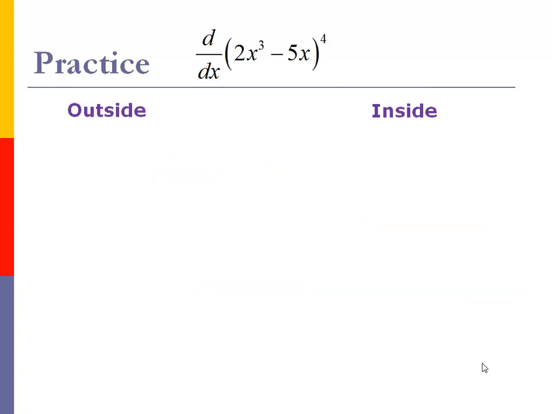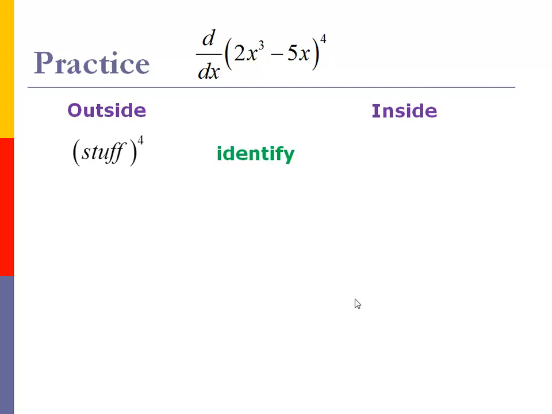All right, so our first one, we've got the derivative of the quantity of 2x to the third minus 5x, all to the fourth. And so one of the tricks of using the chain rule is identification: you've got to identify who's the inside function, who's the outside function. Because the chain rule says take the derivative of the outside, leave the inside function alone, then times the derivative of the inside function. So it's key to know who's inside, who's outside. Okay, so we're going to identify those.